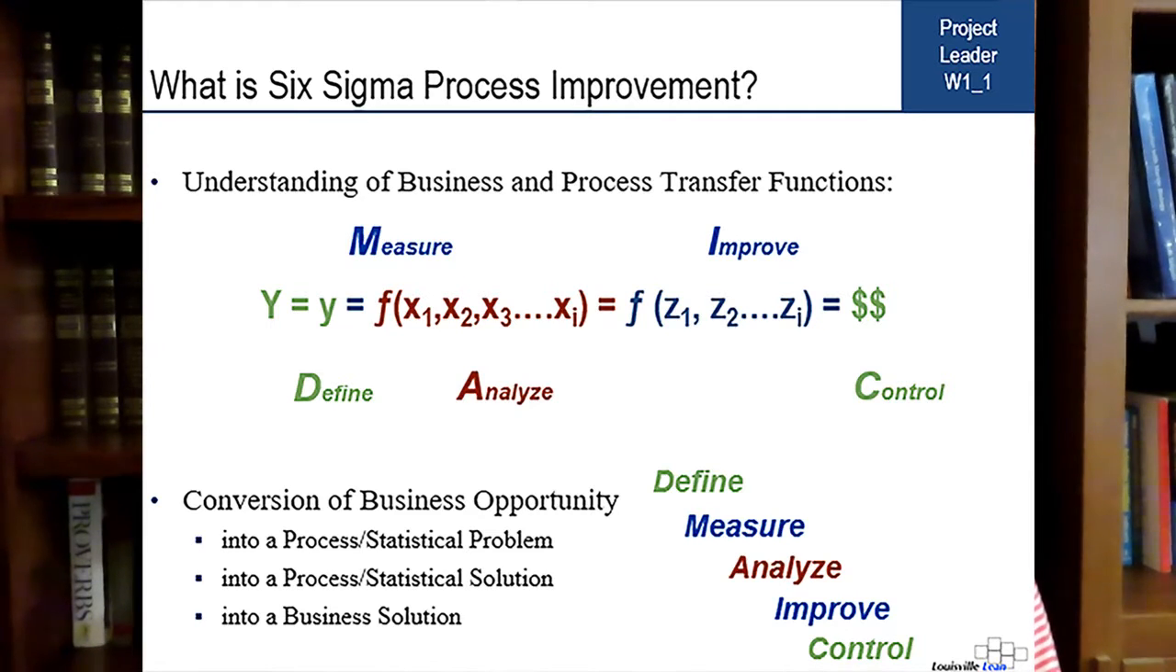So we're converting a business problem to a process problem to a process solution, and ultimately what Lean Six Sigma does is they put controls on those inputs, those solutions that we've got to drive dollars. So we've converted a business problem to a business process problem to a process solution, and finally to a business solution, and that's what Lean Six Sigma is about.